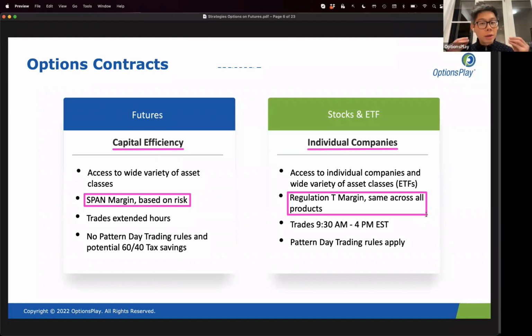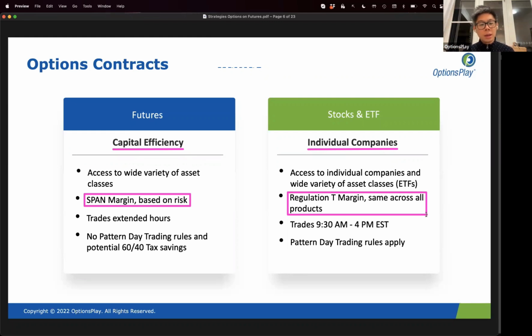So the underlying securities are very similar in nature, but because options on futures are based on SPAN margining, which means that the margining process is dependent on how volatile the underlying nature of the security is, which makes a lot of sense. If you're trading something that's not very volatile, you should not have to post as much margin as if you are trading something that's far more volatile. But when you trade stocks or ETFs, unfortunately, the margining process for stocks or ETFs assumes a single margining across all securities, regardless of volatility. So effectively, what you're doing is you're paying the margin requirements on the most volatile security for all securities. And that's not particularly efficient.